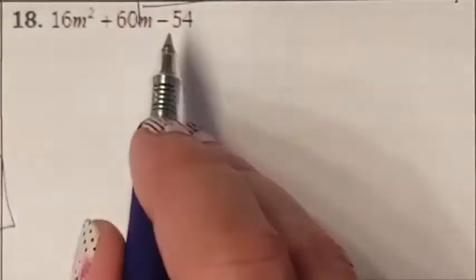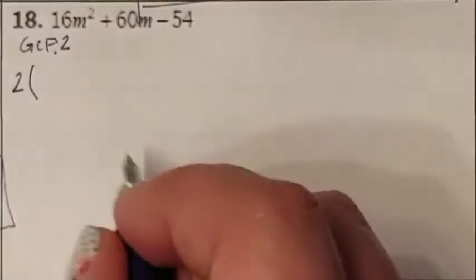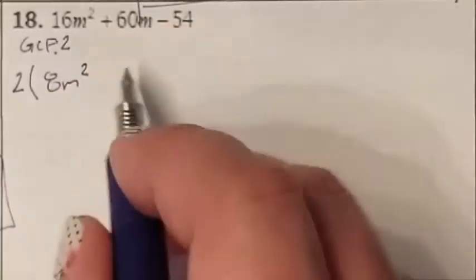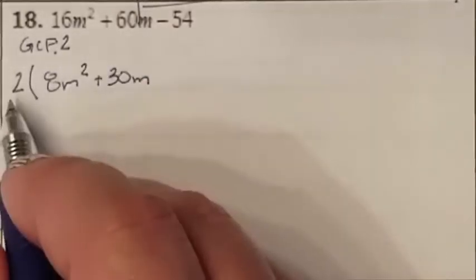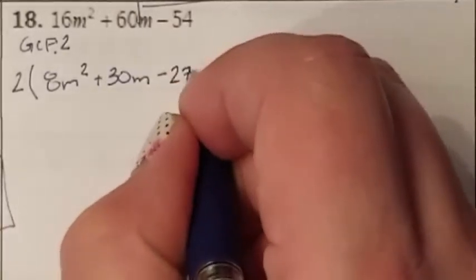Let's go ahead and do number 18. 16, 60, and negative 54. They have a GCF of a 2, which means I can divide all of this by 2. So if I'm going to divide everybody by 2, 16m squared divided by 2 is an 8m squared. 60m divided by 2 is a 30m. Negative 54 divided by 2 is a negative 27.